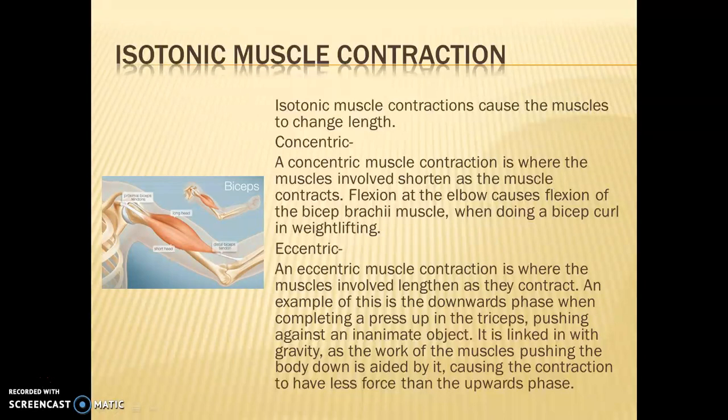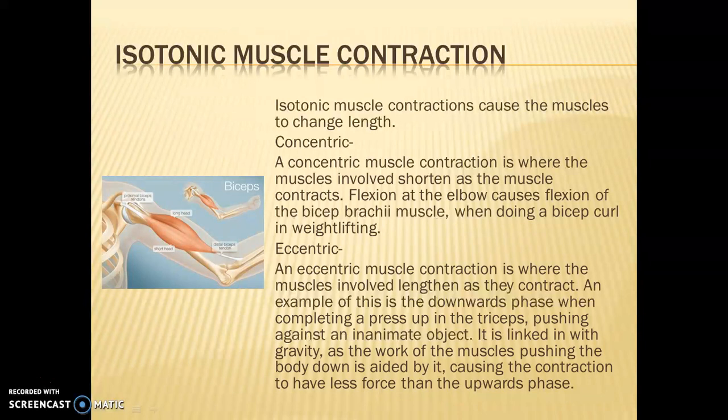Isotonic muscle contractions. Isotonic muscle contractions cause the muscles to change length and can be either concentric or eccentric. A concentric muscle contraction is where the muscles involved shorten as the muscle contracts. Flexion at the elbow causes shortening of the biceps brachii muscle when doing a bicep curl and weightlifting.